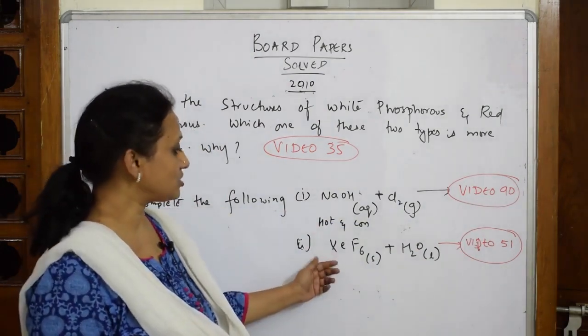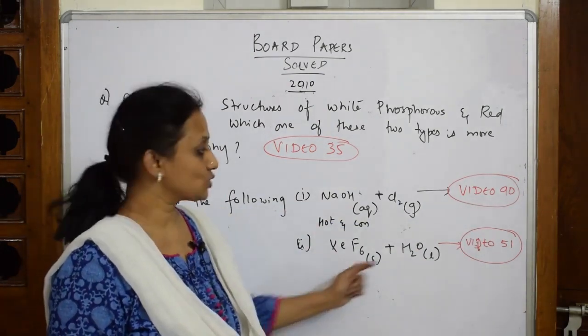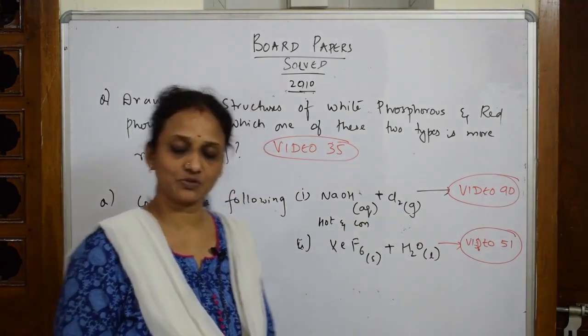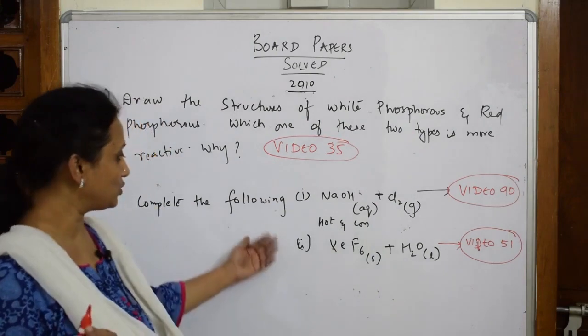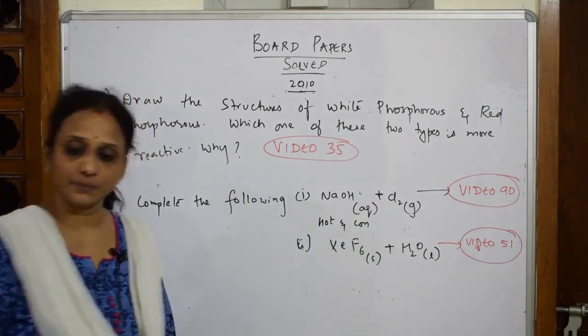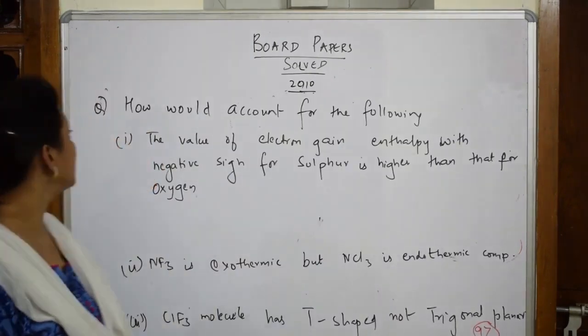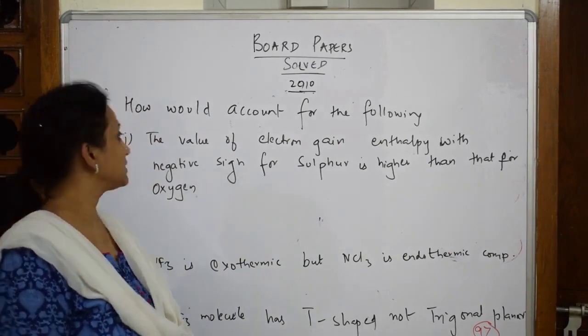Next, with hydrolysis of xenon fluorides. This also is done under video number 51. Please watch the video. You will have a clear explanation of the concept. So let's come back and do the next part of the 2010 paper. Okay, now let us come back and do your 2010 paper, the remaining part.